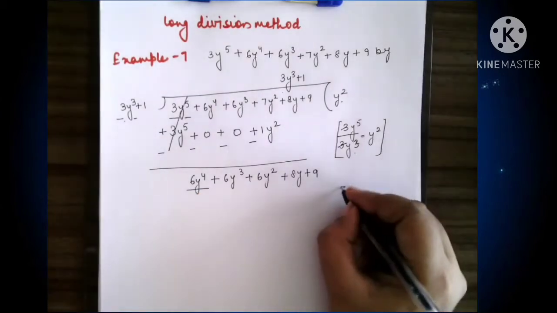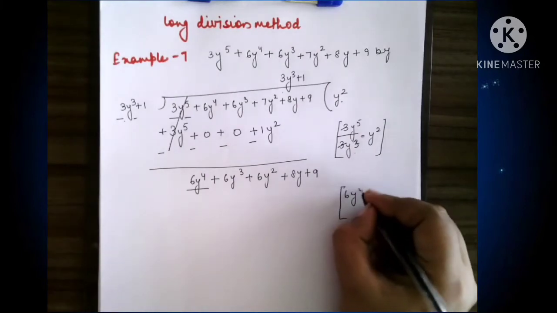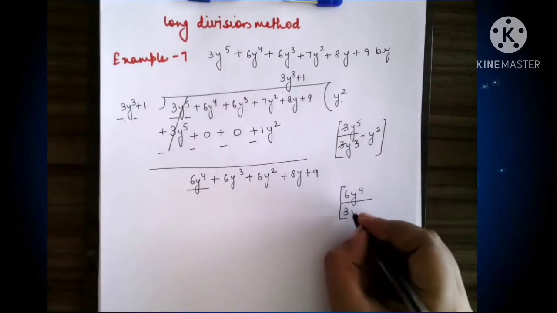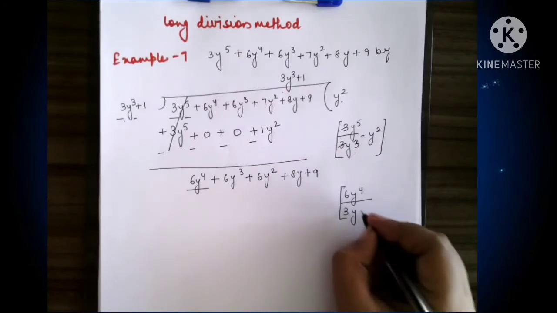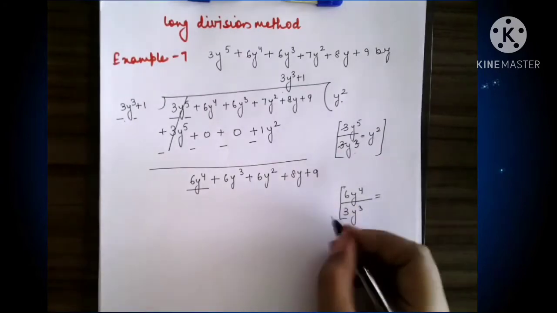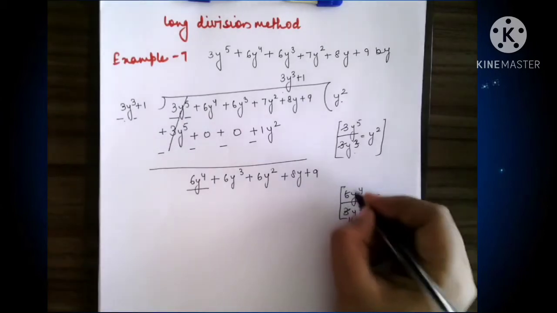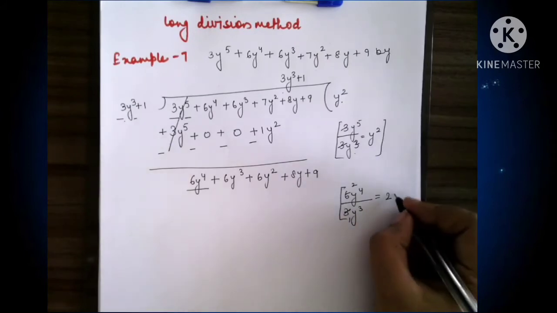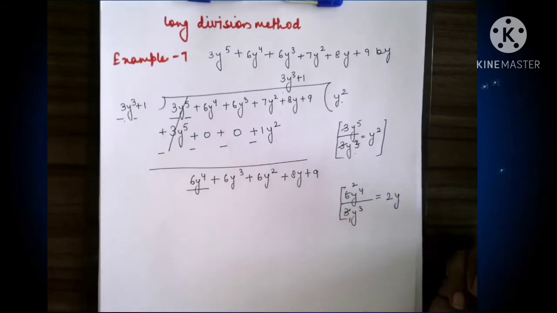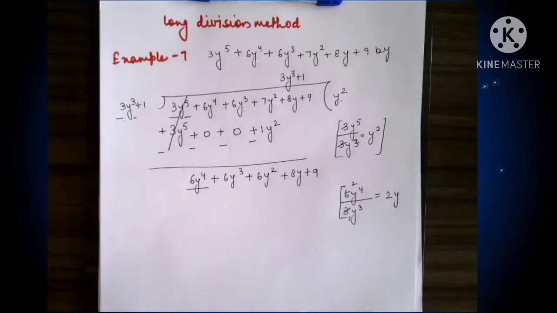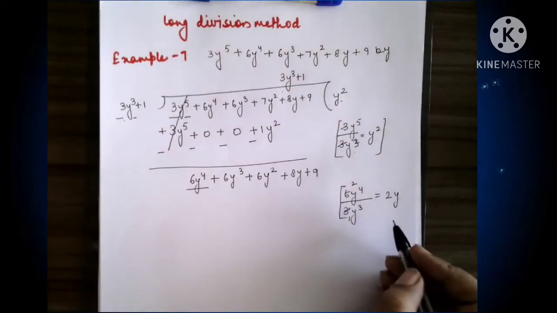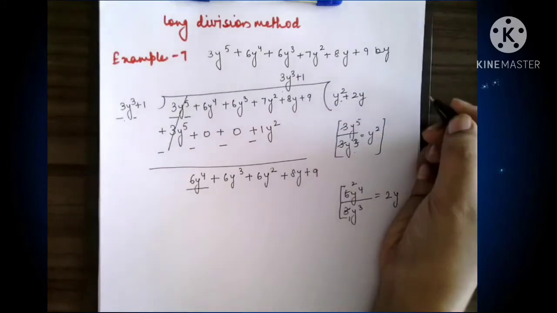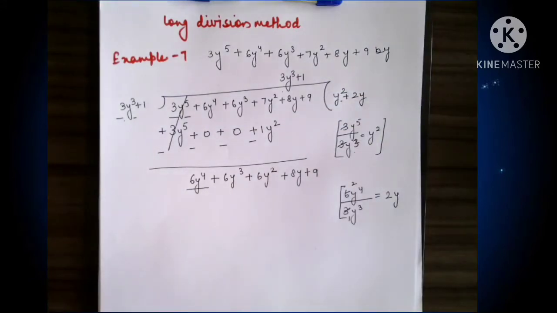Okay. First term is 6y raised to the power 4, divided by the first term of the divisor. What do we get? 3 ones are 3, 3 twos are 6, so it is 2. Y raised to the power 4 and y cube, it is y, 4 minus 3 we get 1. So it is 2y. This is the second term of your quotient. It is plus 2y.